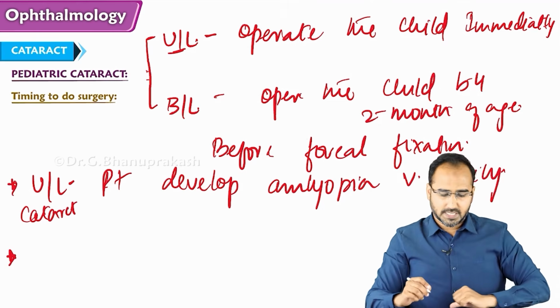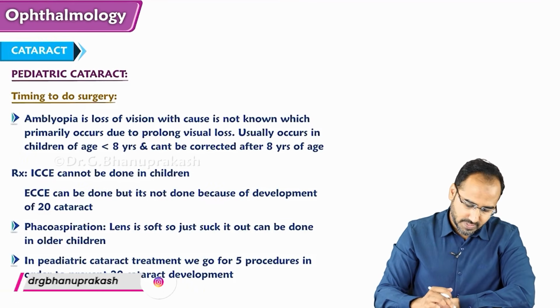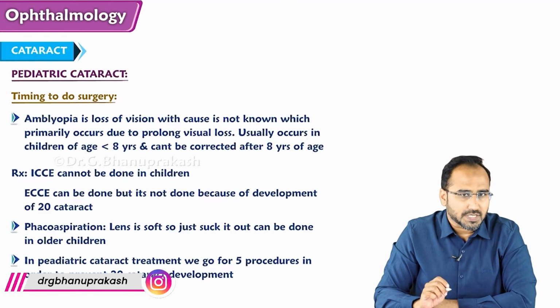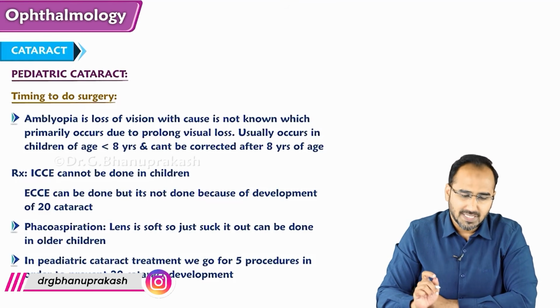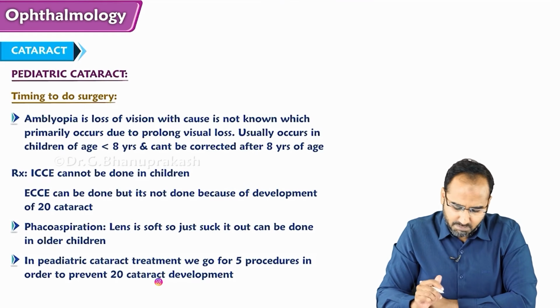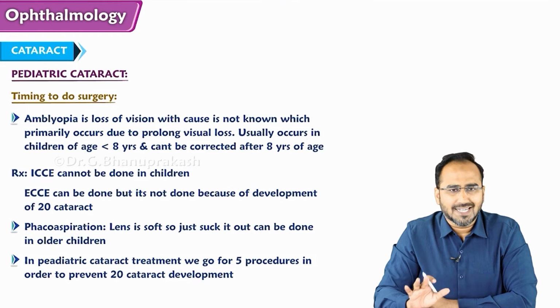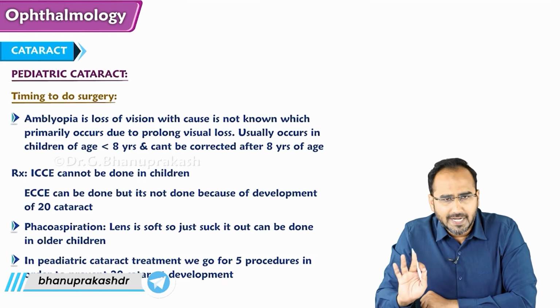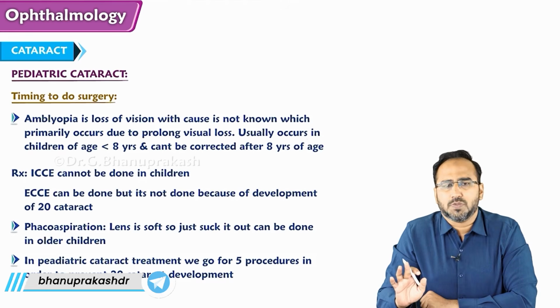Next. What is amblyopia, guys? Amblyopia is loss of vision with unknown cause. It can usually occur before 8 years of age. So basically remember, unilateral patients are at higher risk of amblyopia. That's why we are operating on them immediately. This was an MCQ.